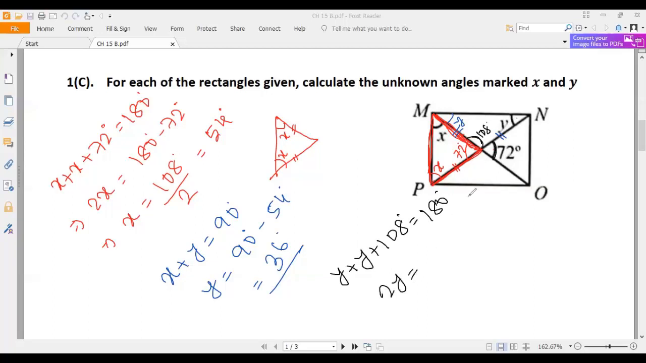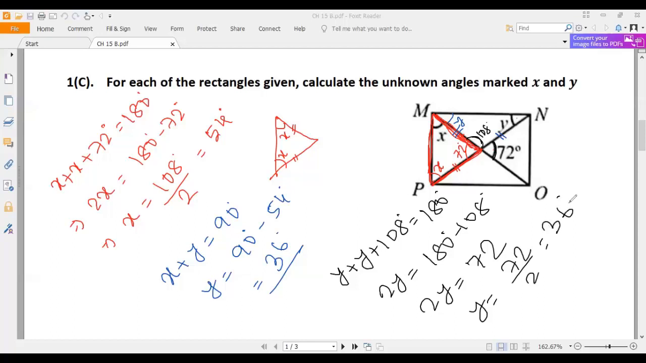So 2y should be 180 minus 108. So what will be the value of y? We need to find it out. It will be 72. Then y should be 72 by 2. That will be 36 degrees. Very interesting way we can easily solve this problem. I hope you understand properly.